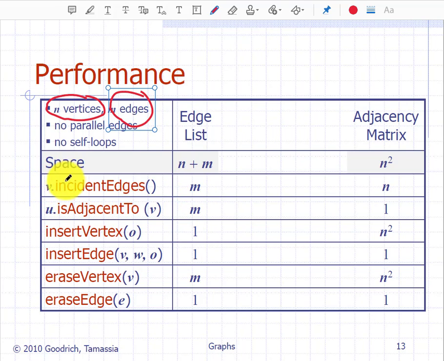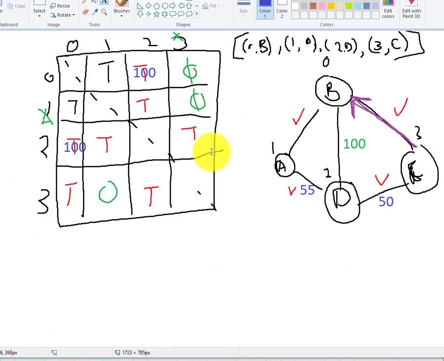So let's look at the space first. So incident edges. If we're looking for incident edges for a vertex V, which means the ones that are directly connected to it, then in an edge list, we would need to search the entire list of edges to find all connections to V. So we would have to go to each and every edge to find the connection to V. That's how we would find incident edges for V. In an adjacency matrix, if I'm given a vertex, all I need to do is go to the row where the vertex is and search this row for all the T's, or all of the things that are not null. And that'll tell me exactly how many incident edges there are.